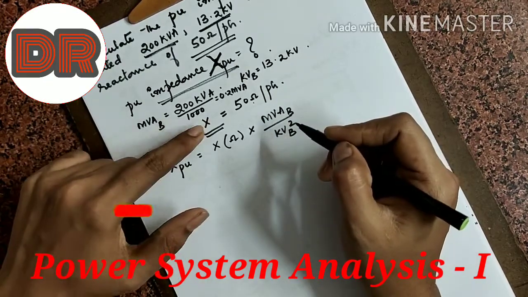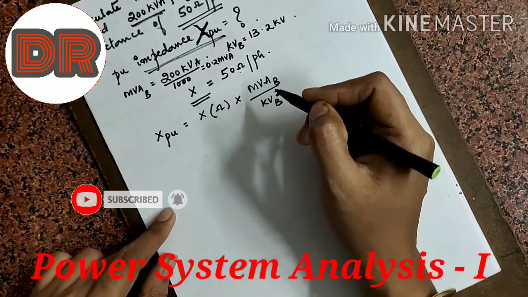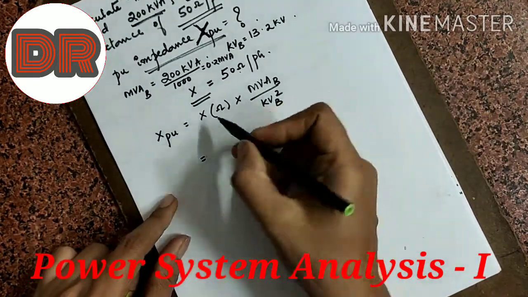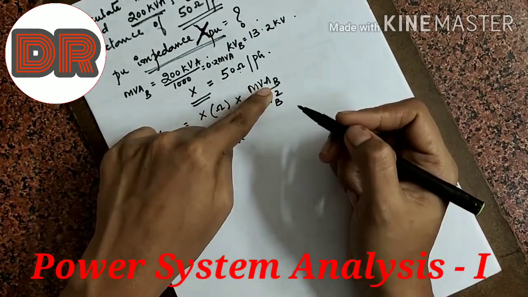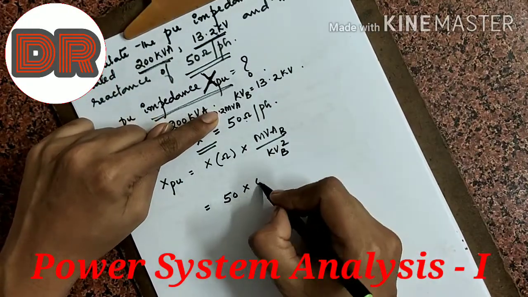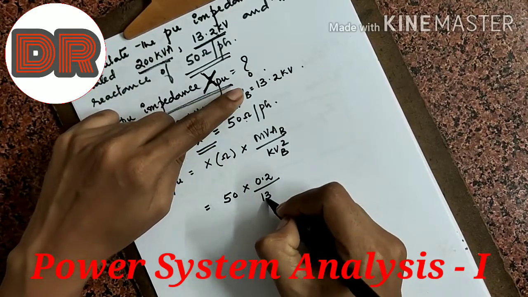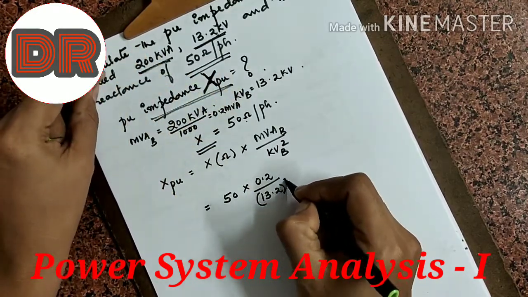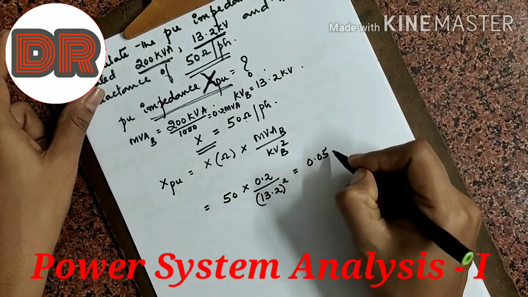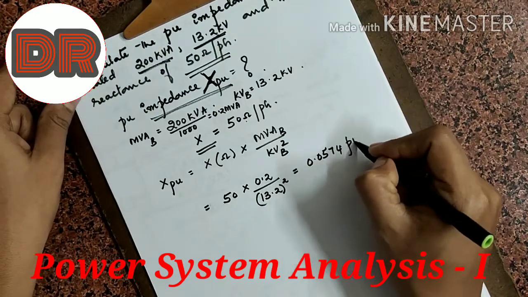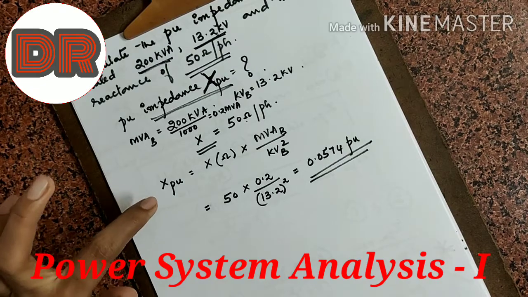If the impedance or reactance is given in per unit, then use the second equation which we derived earlier. So X in ohm is 50 into MVA base, which we have taken as 0.2 MVA, divided by kV base square. kV base is 13.2, squared. This gives us around 0.0574, and the unit is per unit. This is how we calculate the per unit quantity of the reactance.